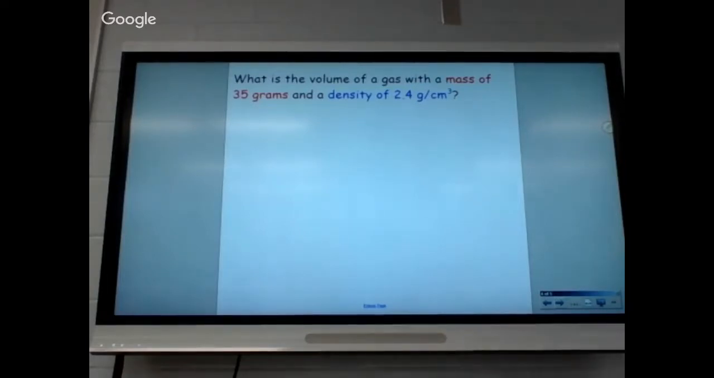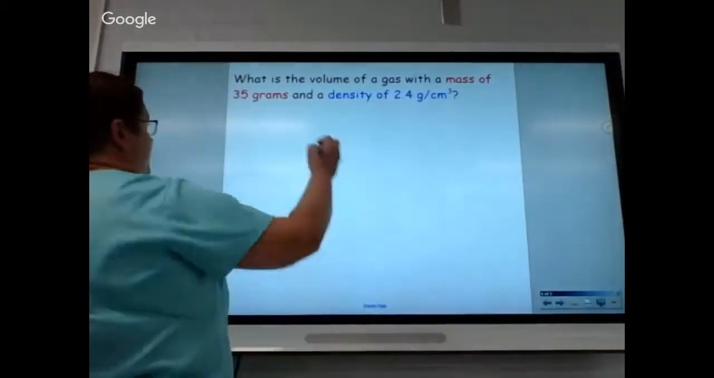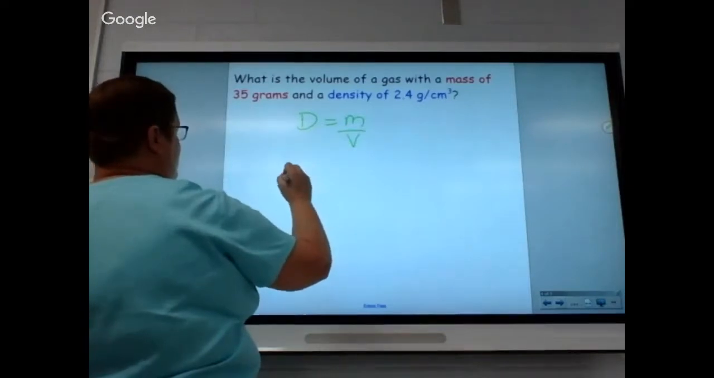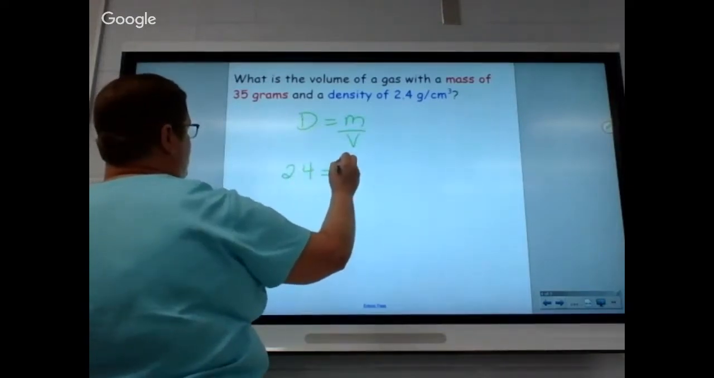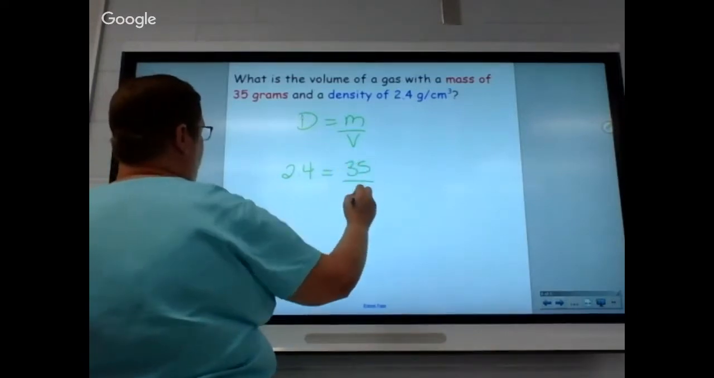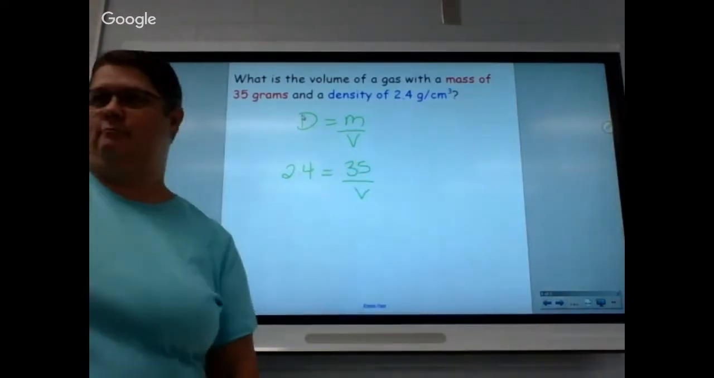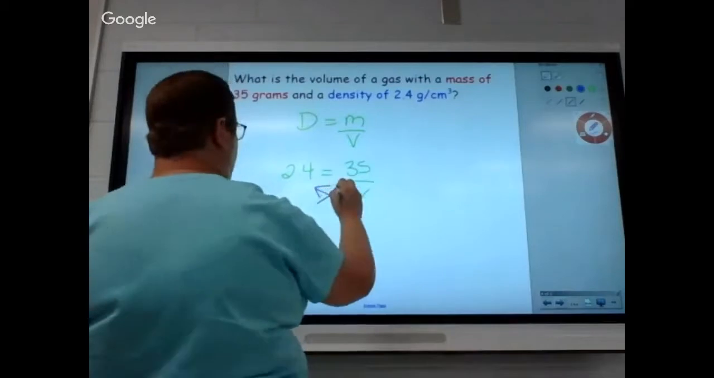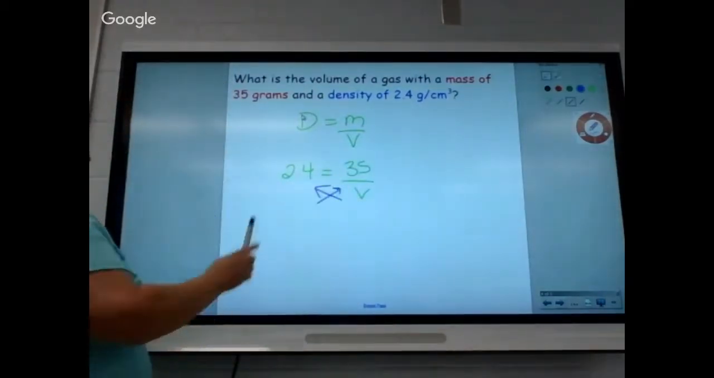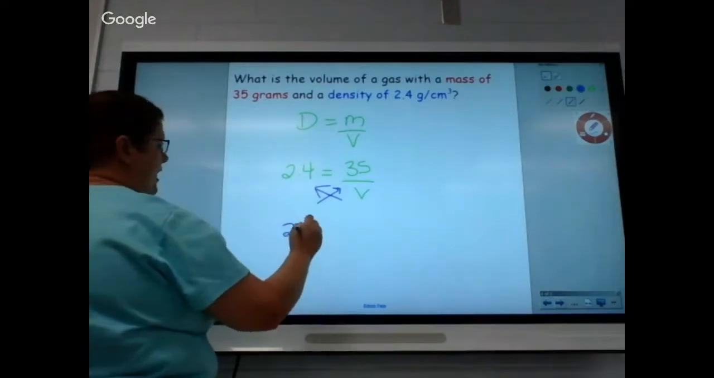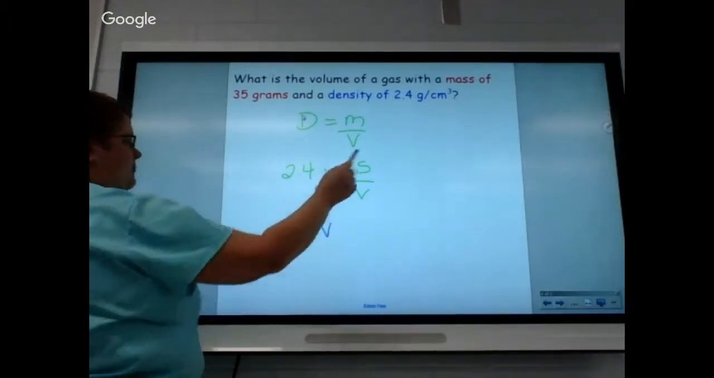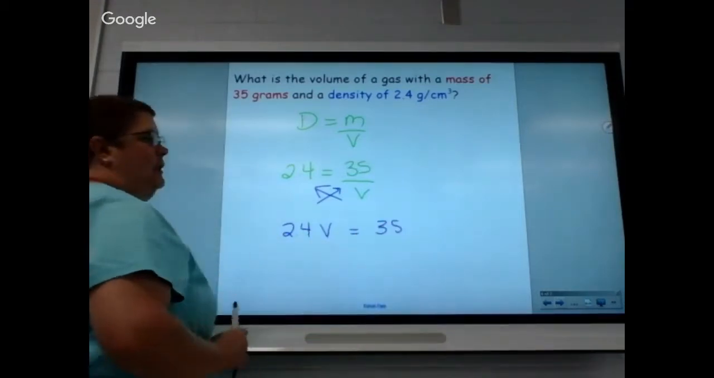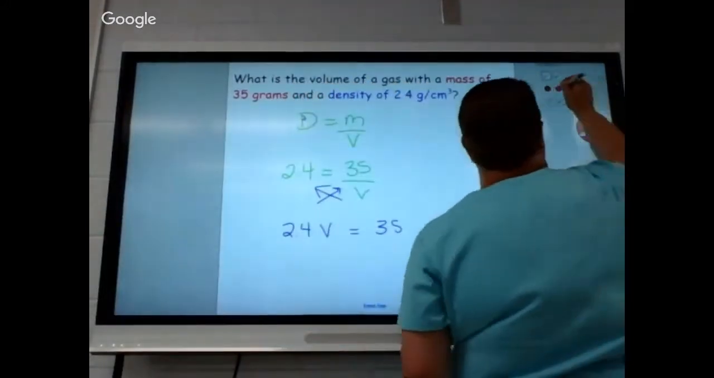All right, so what are we solving for? Okay. So what's my density? What's my mass? Like 35. All right, we're looking for volume. So what should I do to get volume? I agree. So if we're cross multiplying, what do I get? 2.4 times V is 2.4 V. What's 1 times 35? Okay. So how do I get V by itself?